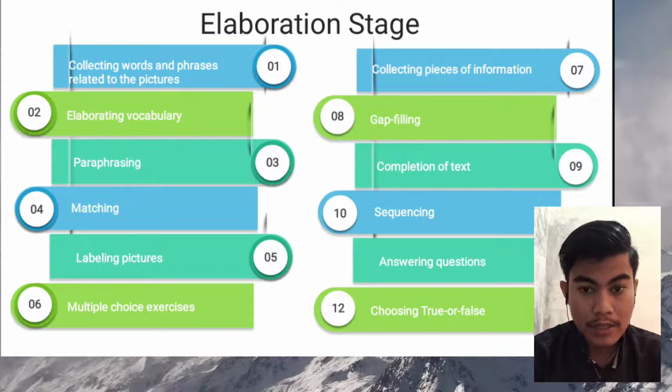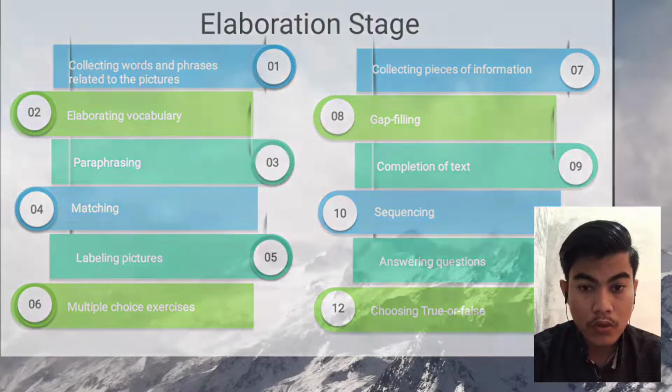Matching picture and sentence, labeling picture and multiple choice exercise, collecting pieces of information, gap filling, completing the text, sequencing, answering questions, and choosing true or false.